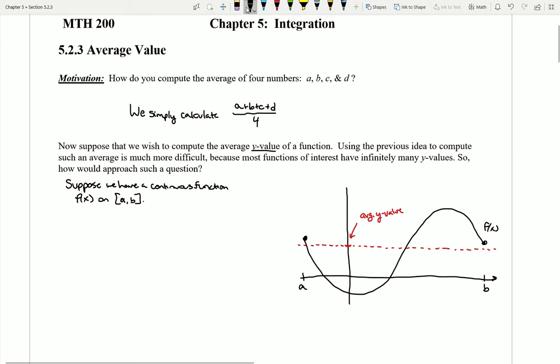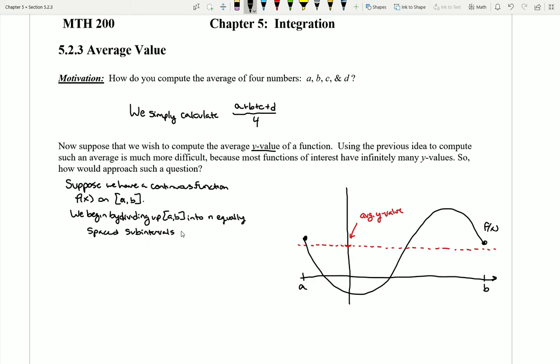Well, to start, what I would do is something that we've actually done every time we've dealt with a Riemann sum. We're going to start by taking the interval from a to b and chopping it up into smaller subintervals. So I'll state here that we begin by dividing up a to b into n equally spaced, or equally sized, subintervals.